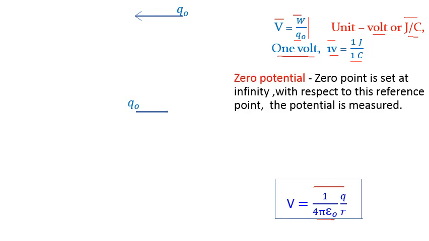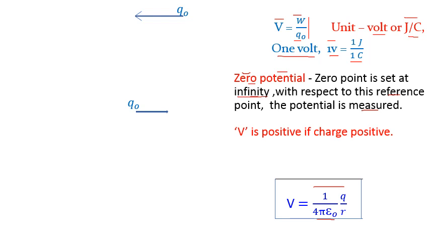Next, we have to see about zero potential. What is zero potential? Now we imagine that at infinity the potential is zero. That infinity point is a reference point. Reference point means the point at which there is no potential, or zero potential. With respect to this reference, we have to measure potential. Clear? So zero potential is the point at which there is no potential, and generally we take this point at infinity.